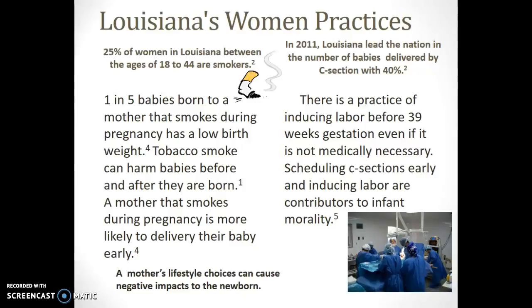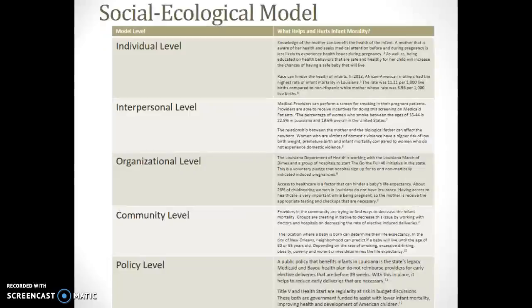Another health practice is that women in Louisiana like to induce C-sections. In 2011, Louisiana led the nation in the number of babies delivered by C-section with 40%. There is a practice of inducing labor before 39 weeks gestation, even if it's not medically necessary. Scheduling C-sections early and inducing labor are contributors to infant mortality. Remember, a mother's lifestyle choice can cause negative impacts to the newborn.